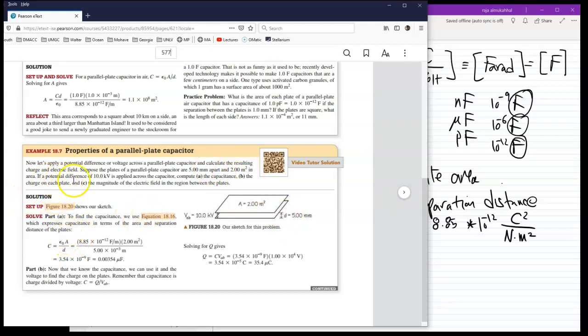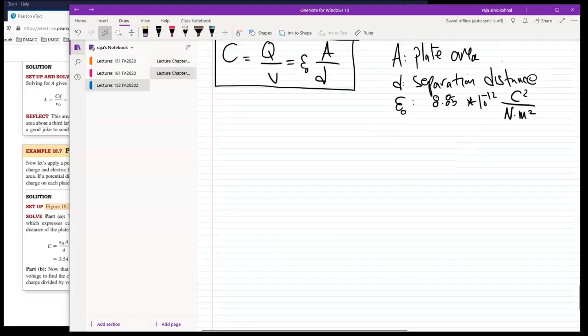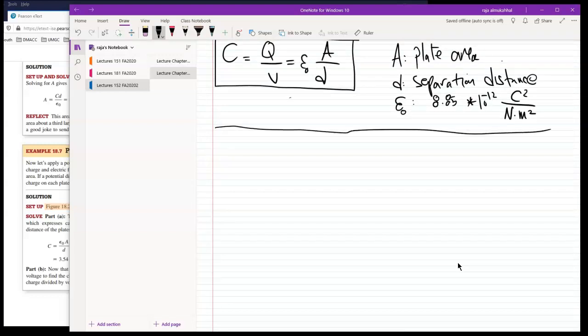Okay. If the potential difference between them is 10 kilovolt, that's big V, correct? There it is applied across the capacitor, compute A, the capacitance, B, the charge on each plate, and C, the magnitude of the electric field in the region between the plates. Okay? Simple problem. So that's example 18.7.